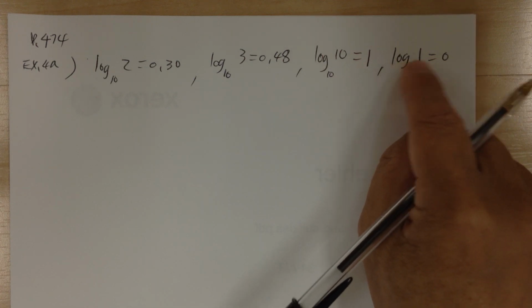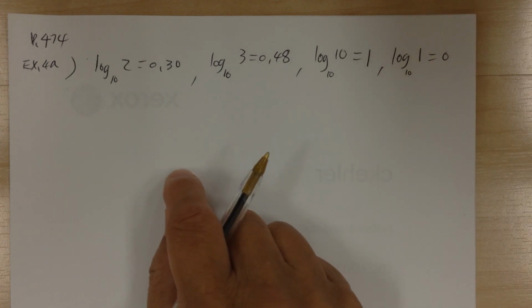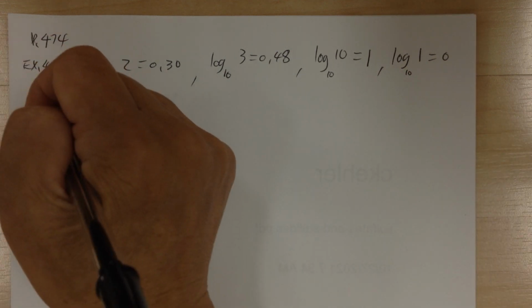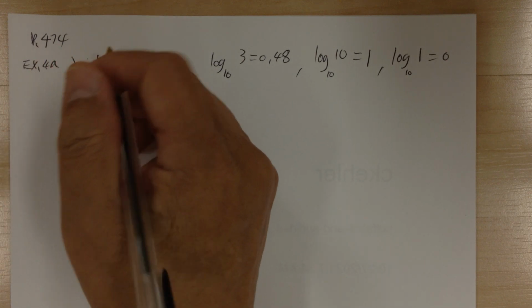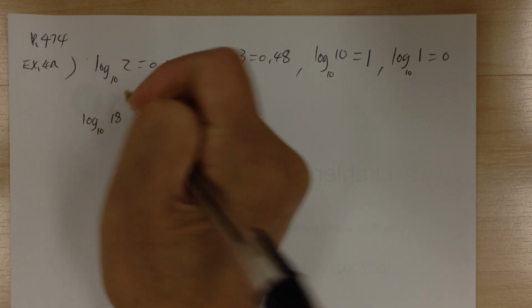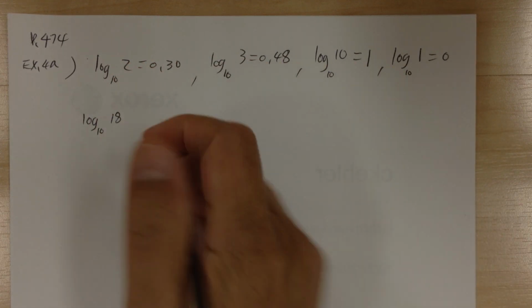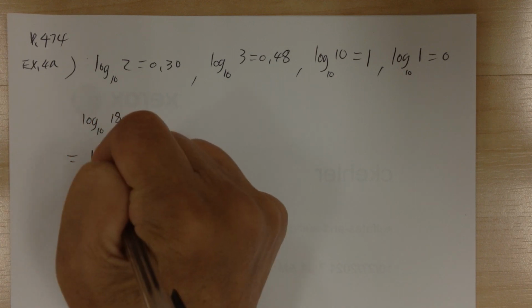And also when you have the log of 1, doesn't matter what the base is, it will give you 0. Okay? So you're going to use this to evaluate all the problems. So log base 10 of 18. So what you need to do, you need to break this down into the product of these. Okay? So break it down.